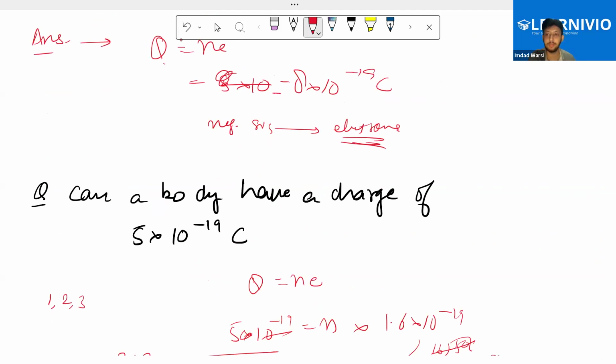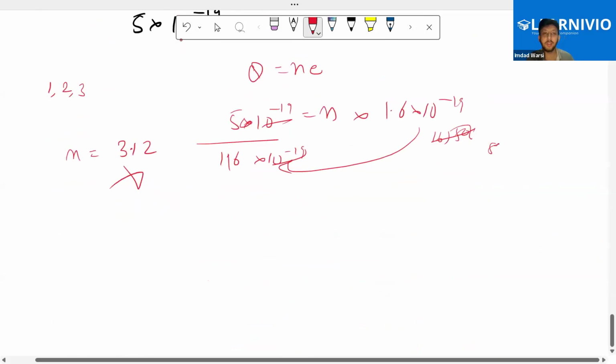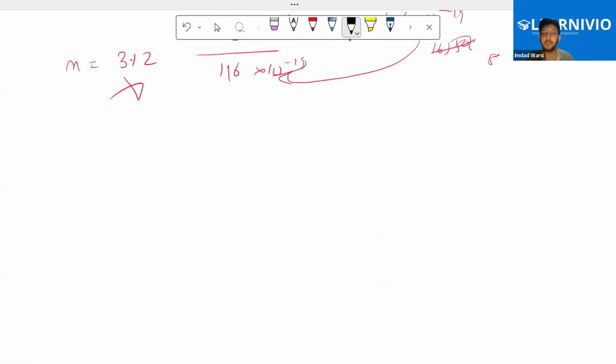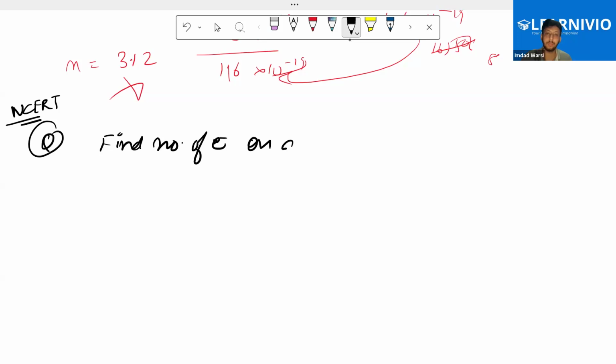Understood? Yes. Now let's do one NCERT question. You have the CBSE board, right? Yeah. Okay. Let's do one NCERT question. Find the number of electrons on a body having 1 coulomb charge.